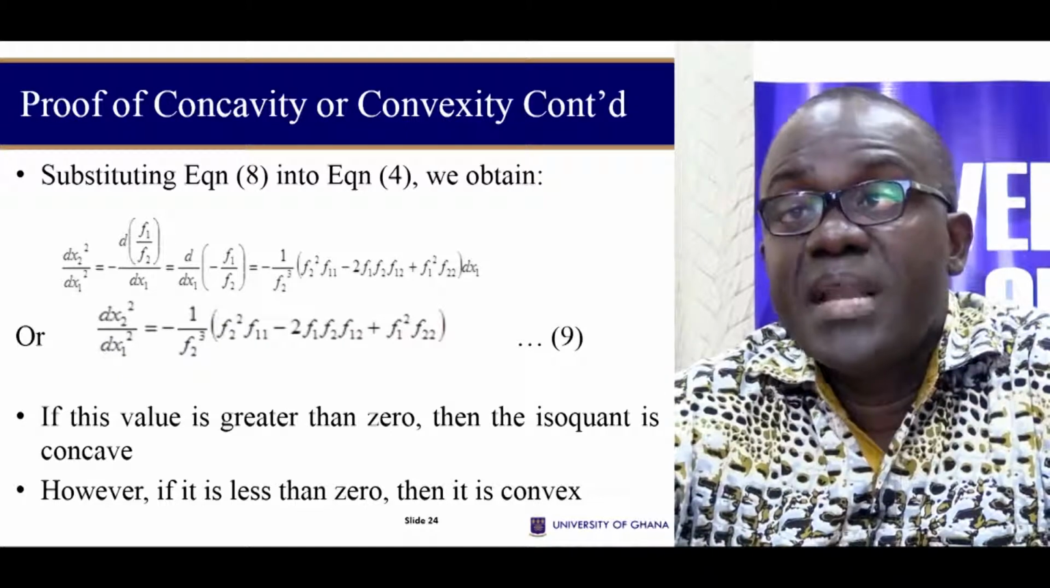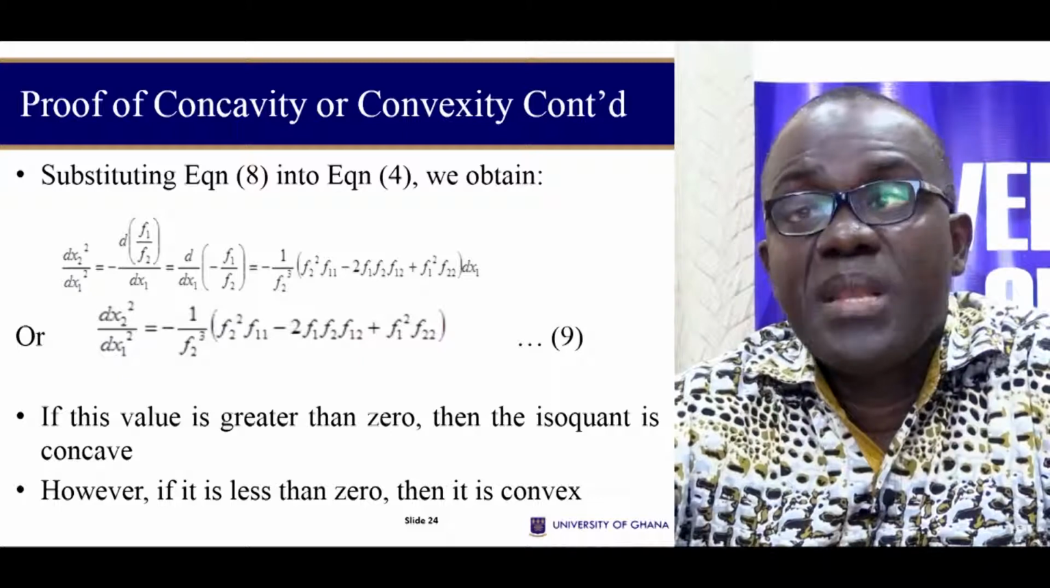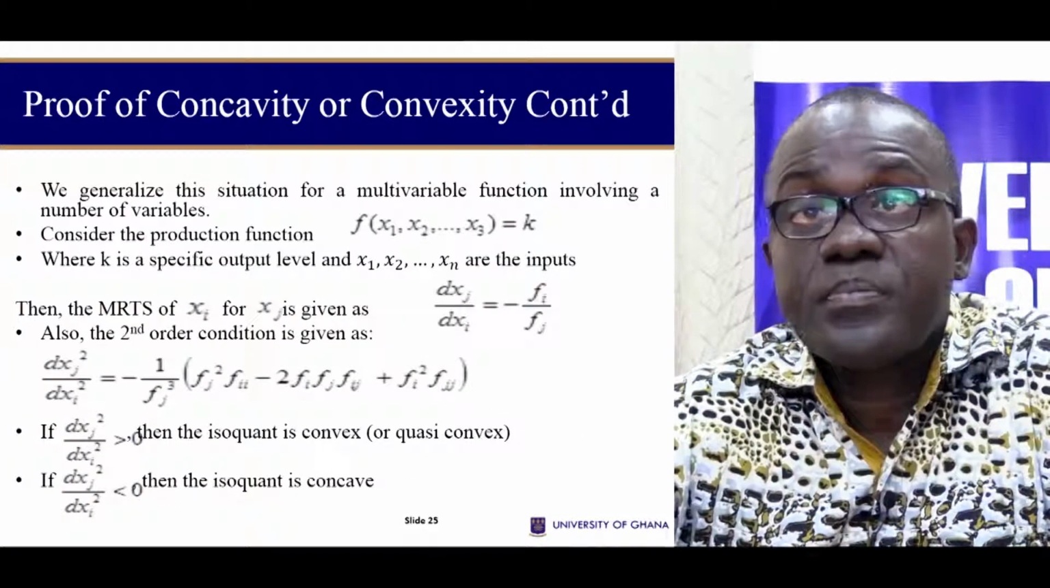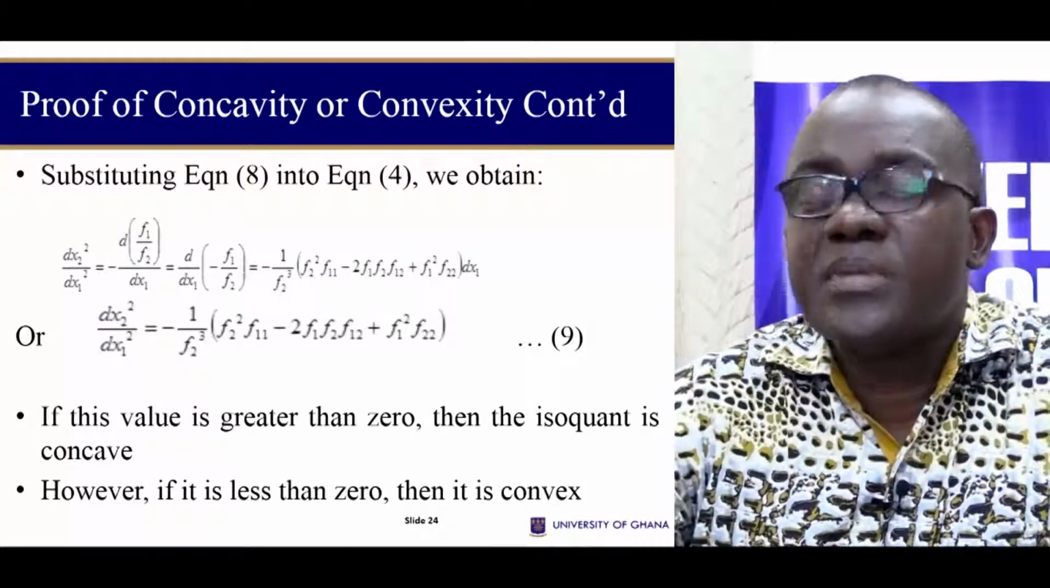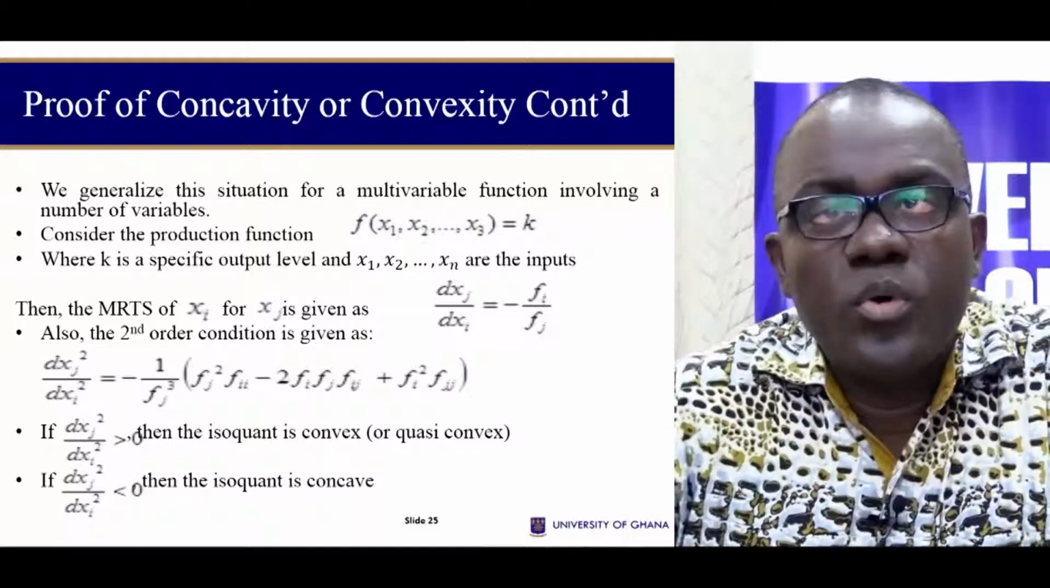If this value is greater than 0, then the isoquant is concave. If we have this value to be less than 0, then the isoquant is convex, right? Right, so this is an example that we did for a simple situation when we have two variables, right?